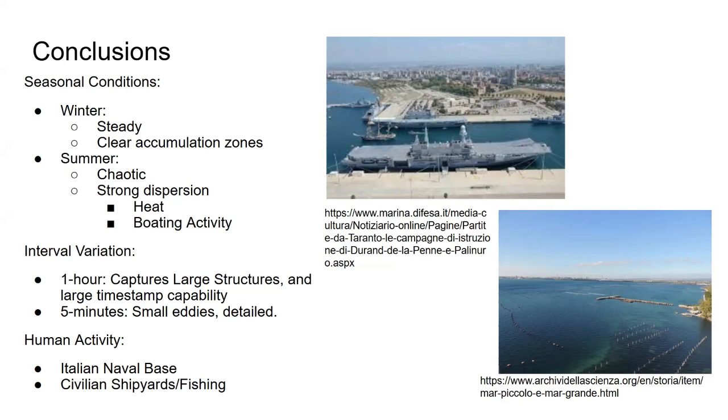And we have the Italian naval base shown in the top image, which brings consistent ship movement and operations. And then there are civilian shipyards and fishing areas shown in the bottom image, which also shape flow patterns, especially during busy summer months, along with fishing. Altogether, this tells us both natural seasonal changes and human use of the area shape the flow and the dispersion dynamics in significant ways.